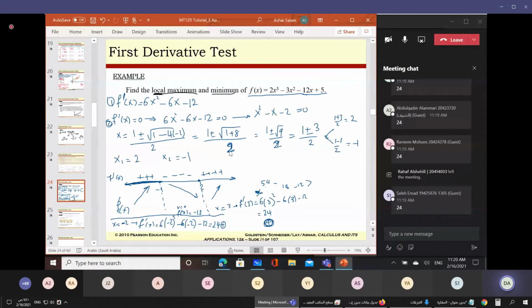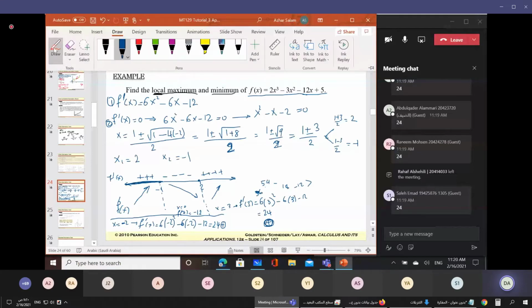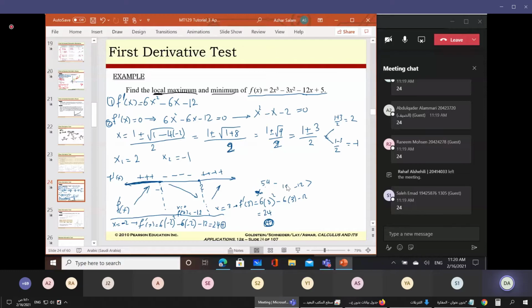Okay, so these are the main properties that I should know about the function to find the maximum and minimum values. So here I will just classify the values. Since here the function changes from increasing to decreasing, this point will be a maximum, and at this point it changes from decreasing to increasing, so this point will be a minimum.